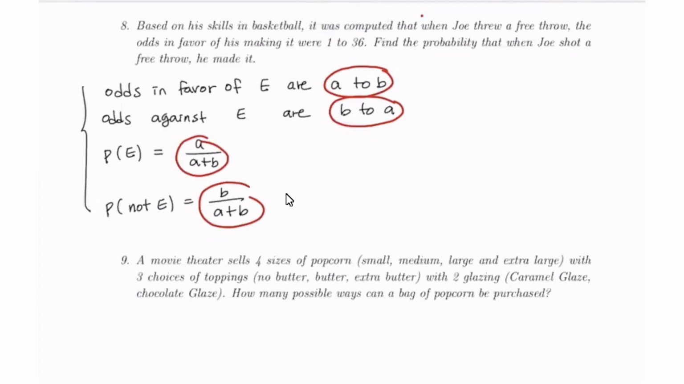So odds in favor are 1 to 36. So what is the probability? He made it. So the probability of that event, the free throw, is 1 over 1 plus 36, which is 37. That's what it is. All right. Are we okay with this?